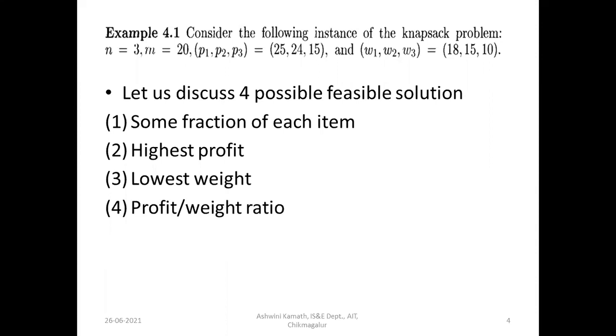Then the fourth one is to find the profit divided by weight ratio for each item. Find out profit divided by weight, P divided by W, or Pi divided by Wi. For example, P1 divided by W1, 25 divided by 18. That will be calculated for each item. And the item with the highest ratio will be added first. That will be added completely. Then the next highest ratio, the second highest, will be added. Then the third highest ratio will be added. So it will continue until the knapsack capacity is filled. Okay. So let us discuss one by one.